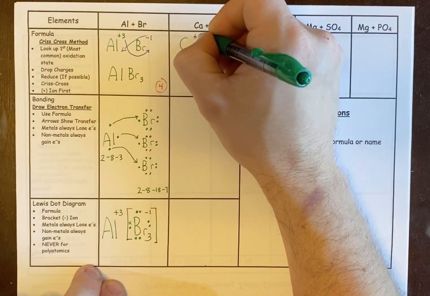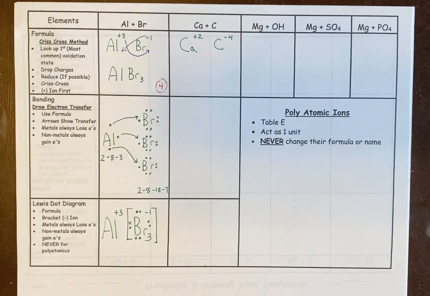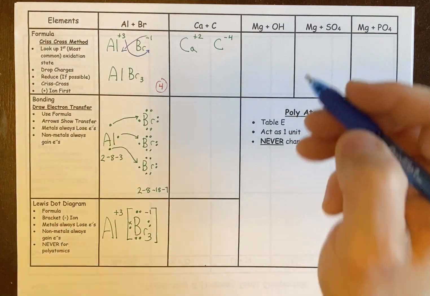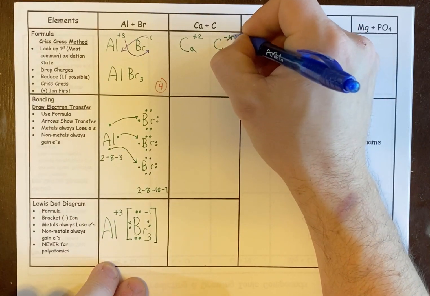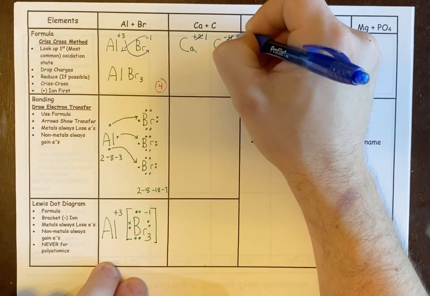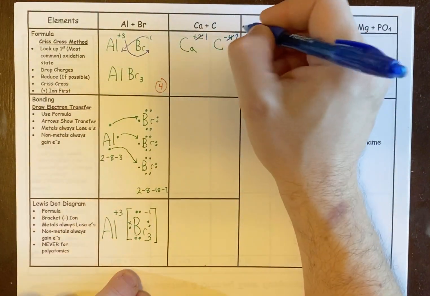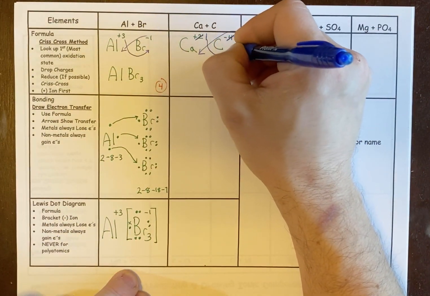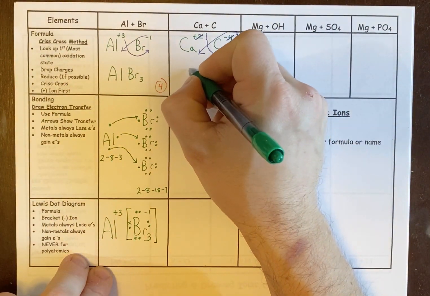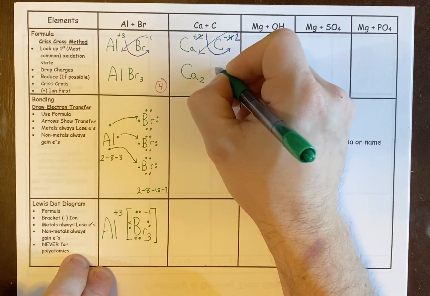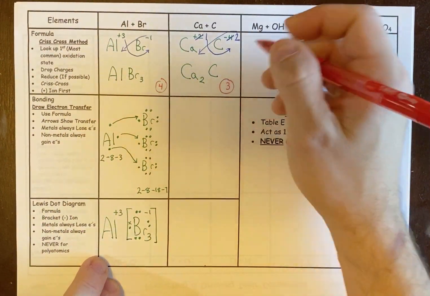Ca is +2, carbon -4. That's right off the periodic table. Ignore the charges. Reduce if possible. These can be reduced. 4 and 2 can reduce to 1 and 2, or 2 and 1, however you say it. And then you crisscross those numbers, and there's a reason for that, and we'll find out in a second. So my final formula is going to be Ca2C, which is 3 atoms.